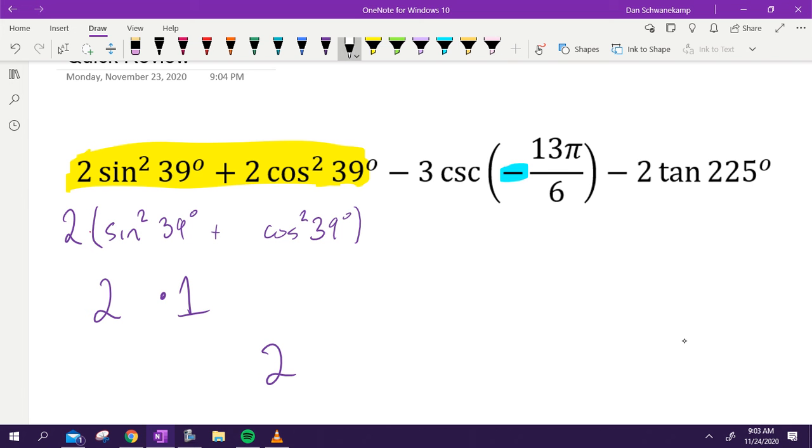And so I could say, oh, that negative right there, instead of dealing with it there, I could just pull it out in front and make this a plus. That would make life easier. So now it's plus 3 times cosecant of 13 pi over 6. Is 13 pi over 6 on my unit circle? How many times does 6 go into 13? 2, and then I'd have 1/6 left over. 2 with 1/6 left over.